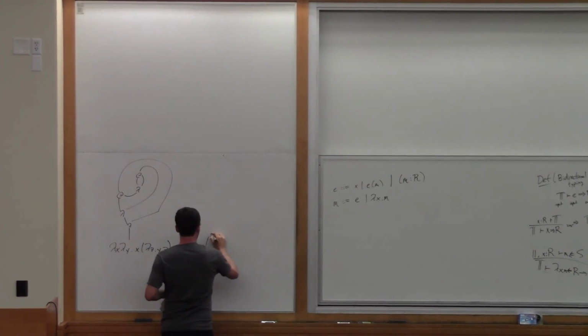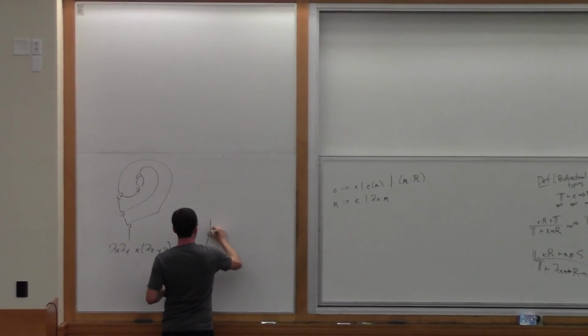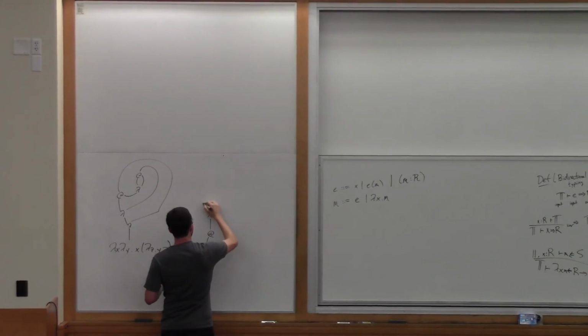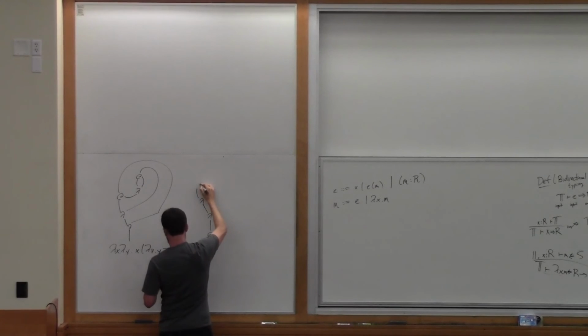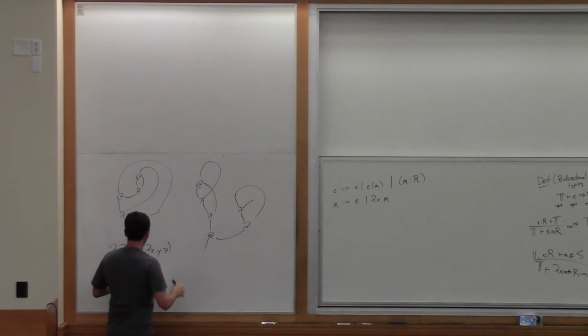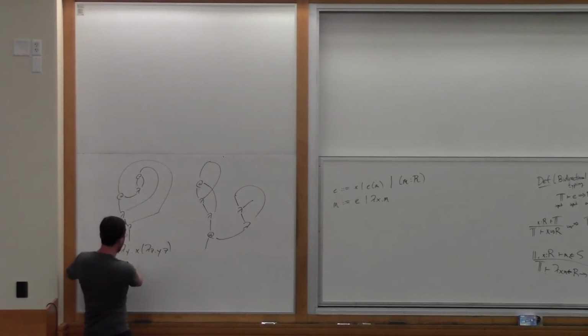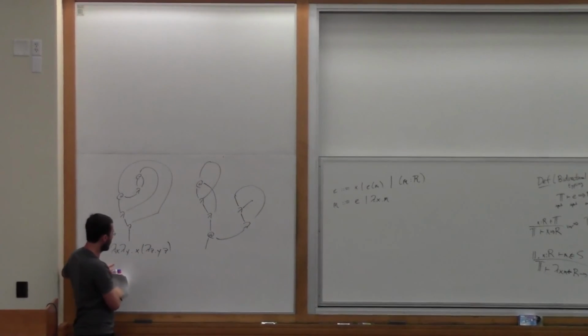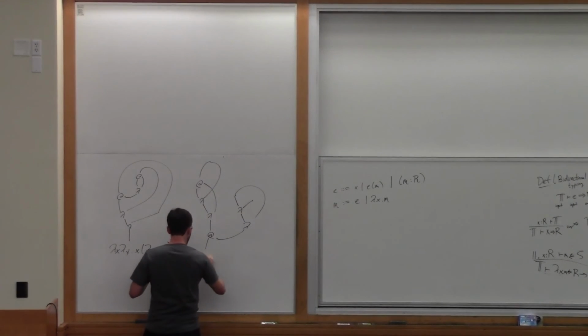Here's a more complicated example. This is the representation of lambda x, lambda y, x applied to lambda z, y, z. This is the representation of the term that I wrote earlier, but I think I might have erased.